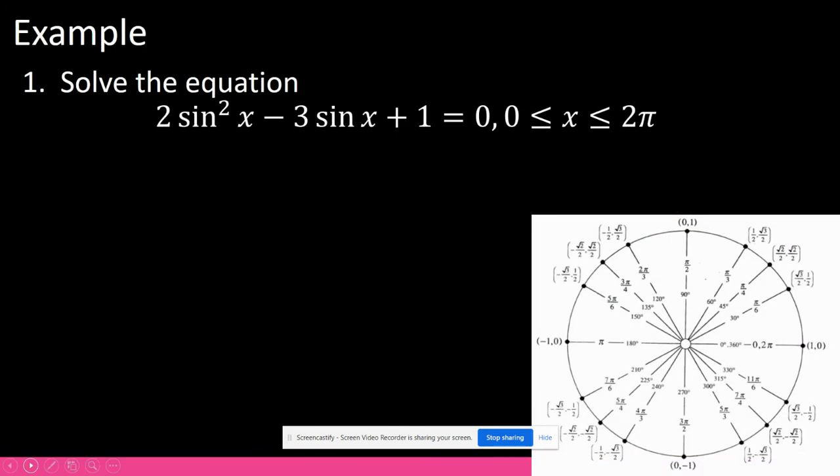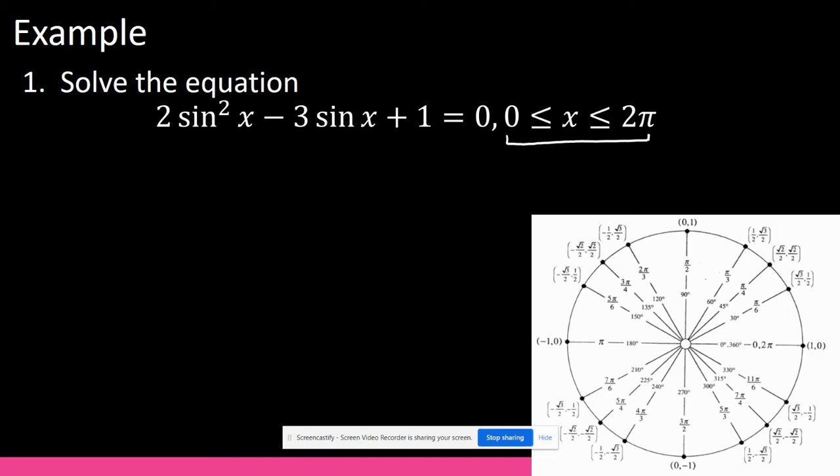Okay, so here's our first example. It says to solve the equation 2 sine squared of x minus 3 sine of x plus 1 equals 0. And notice this time I'm giving us a restriction on what x can be. So I'm not asking for us to find every solution. I'm asking for us to find the solutions within one rotation around the unit circle.